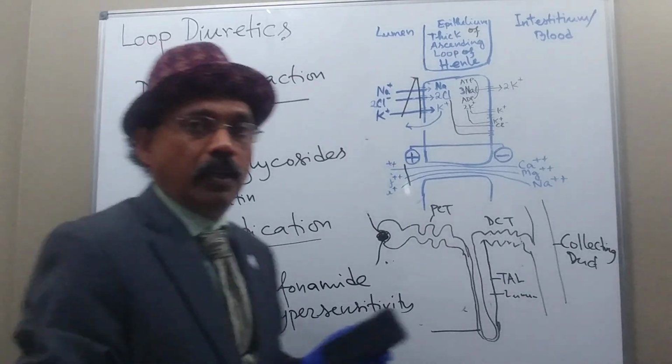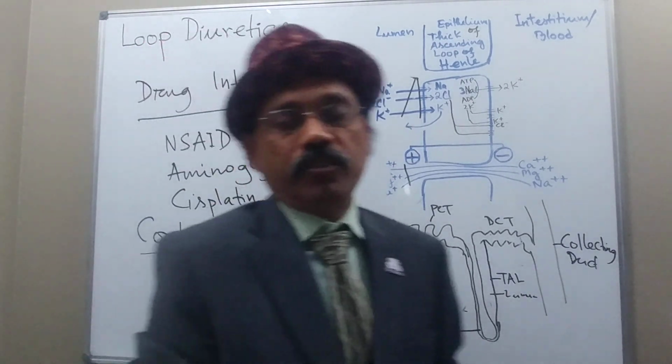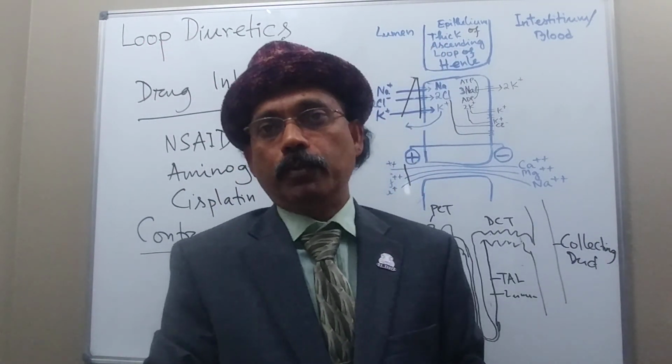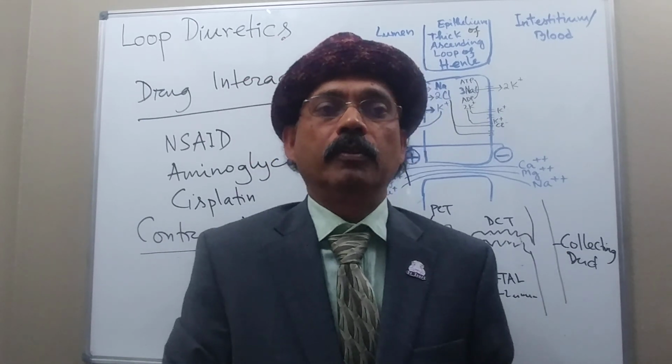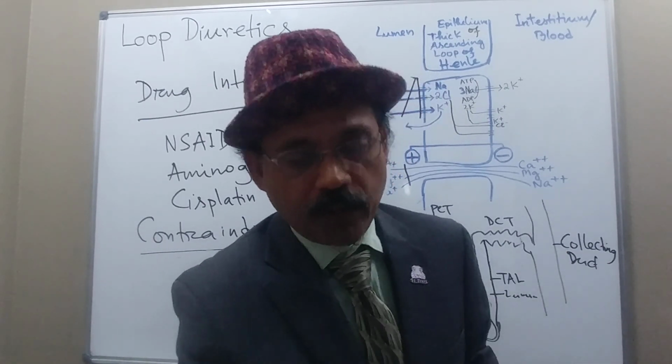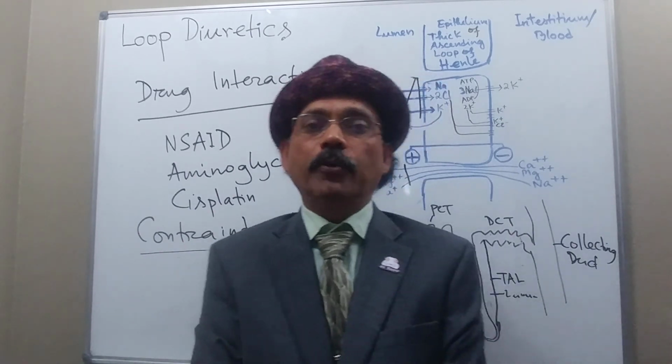It may cause dermatitis, interstitial nephritis, bone marrow suppression. That is possible. Okay, and that's all about the pharmacology of the loop diuretics.